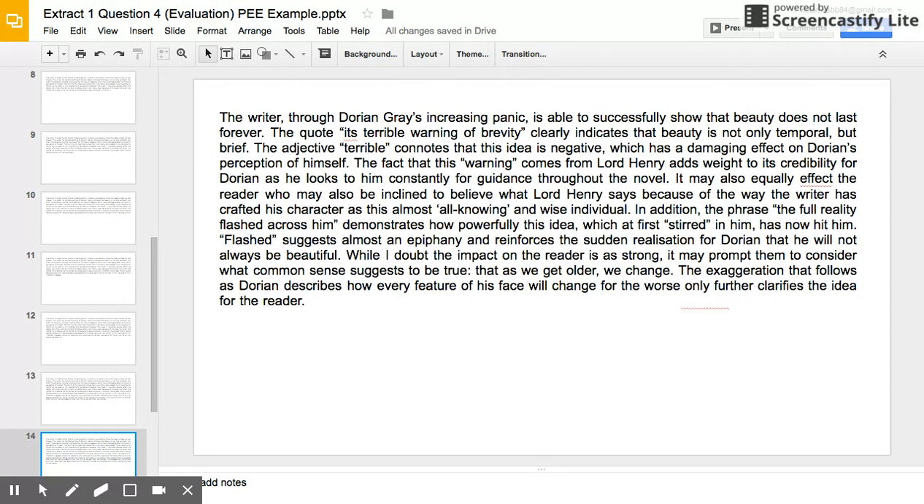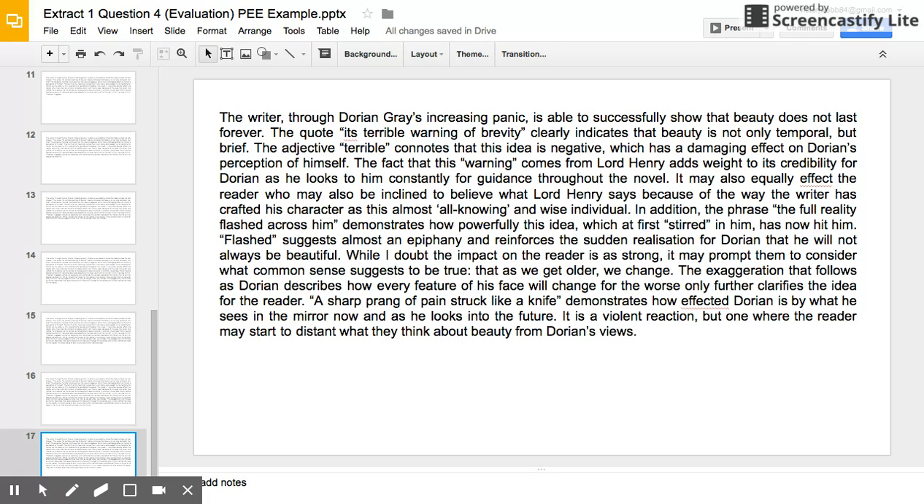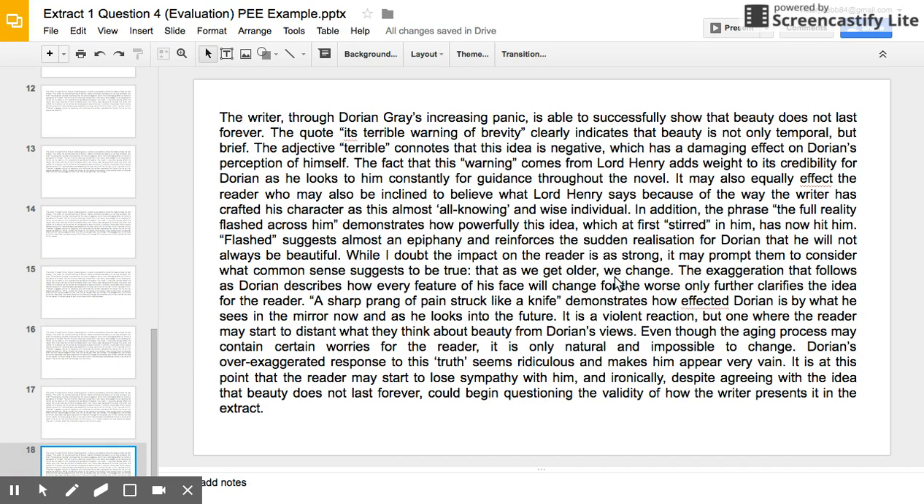I've referenced exaggeration here because I've extended my explanation. Again, I've added in another quotation. This time I haven't introduced it, again, just to give me a bit of variation, because I don't want to use the quote or the phrase again. And then I've just extended it once more. Okay. Again, another sentence, extending it.